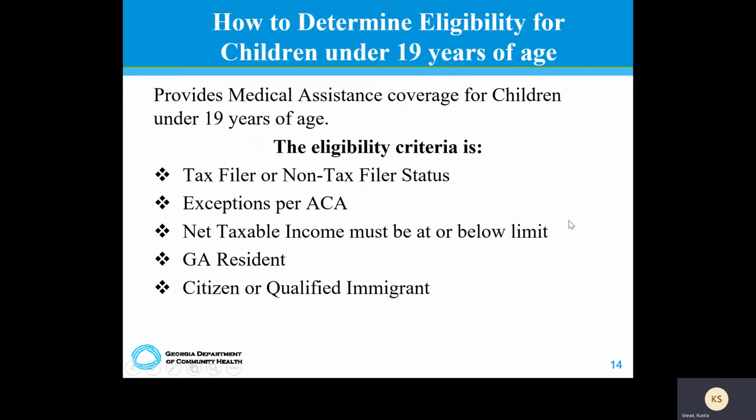Next one is children under 19 years of age. So if you have children that are under the age of 19, then they will qualify for this particular aid category. And the eligibility criteria is the same as the parent caretaker. They have to have a tax filer, non-tax filer status. And then if they are a tax dependent, see if they meet an exception. Income has to be at or below the income limit. They have to be a Georgia resident and have to be a U.S. citizen or a qualified immigrant. Again, that's for the children under the age of 19.